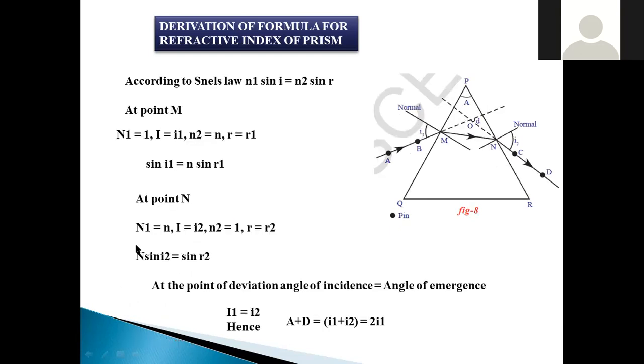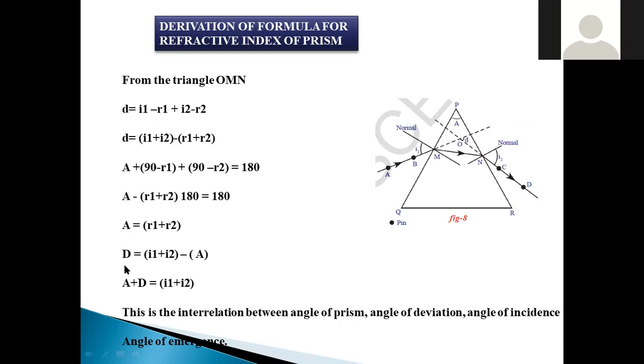Now, let us substitute. D is equal to I1 plus I2 minus A. So why is it given like this? Because D is equal to I1 plus I2 minus (R1 plus R2), right? Instead of R1 plus R2, we are substituting its value, A is equal to R1 plus R2. Instead of R1 plus R2, you can insert this A here. Now D, the angle of deviation, is equal to I1 plus I2 minus A, right?